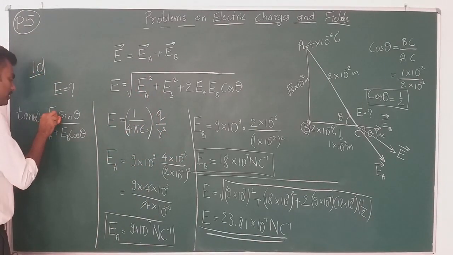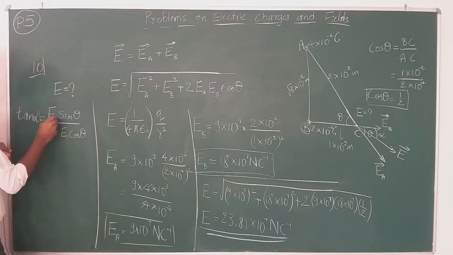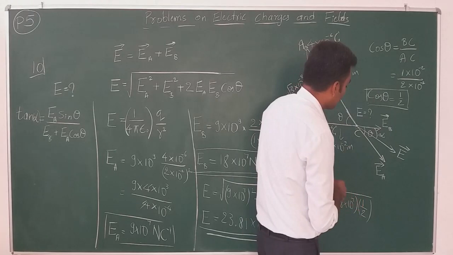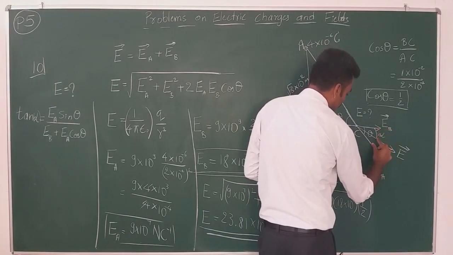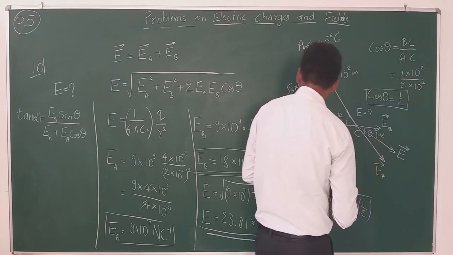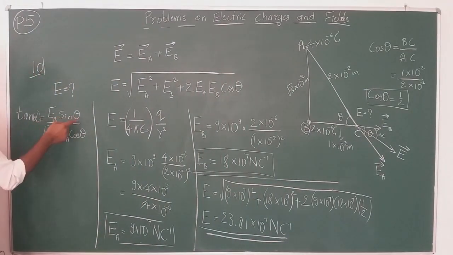So this will be EA sin theta plus EB plus EA cos theta. So the previous formula was also right, but in the previous formula the angle alpha doesn't come here, instead it comes here with respect to EA like this. Okay. And now we have EA sin theta by EB plus EA cos theta.